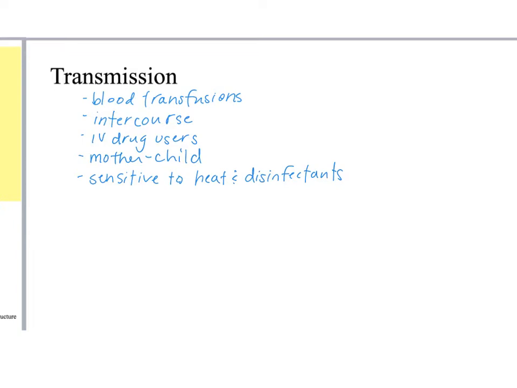We've made a lot of progress in slowing this pandemic. As of 2017, 36.9 million infected worldwide. So, wow, that seems like a lot. In the US, it's about 1.1 million.